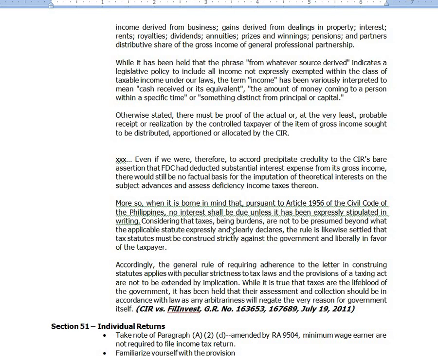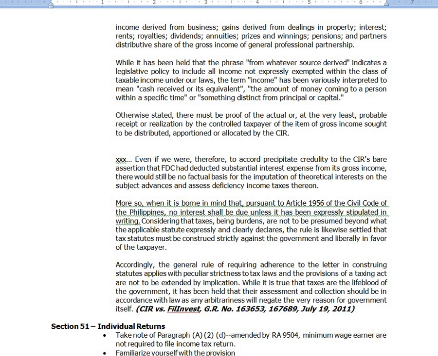Considering that taxes being burdens are not to be presumed beyond what the applicable statute expressly and clearly declares, the rule is likewise settled that tax statutes must be construed strictly against the government and liberally in favor of the taxpayer. Accordingly, the general rule of requiring adherence to the letter in construing statutes applies with peculiar strictness to tax laws, and the provisions of a taxing act are not to be extended by implication. While it is true that taxes are the lifeblood of the government, it has been held that their assessment and collection should be in accordance with law, as any arbitrariness will negate the very reason for government itself. The CIR versus Phil Invest.